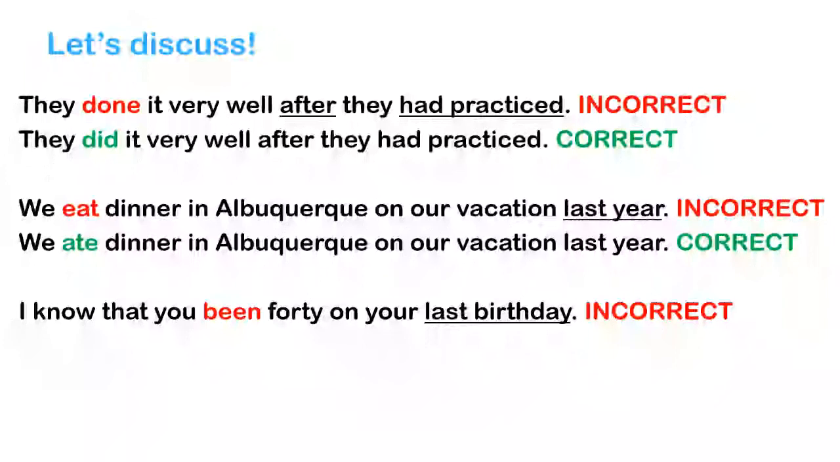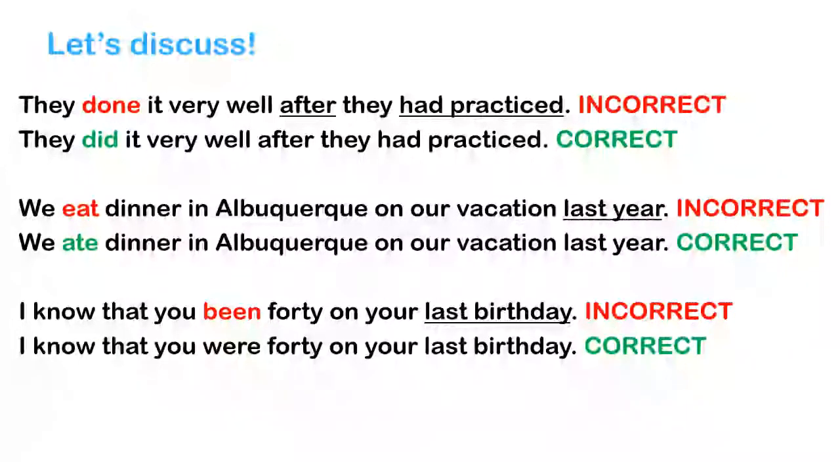But it doesn't use the proper verb. It is using been. Instead of using the past form, it is using the past participle form, been. So the correct one is, I know that you were 40 on your last birthday.